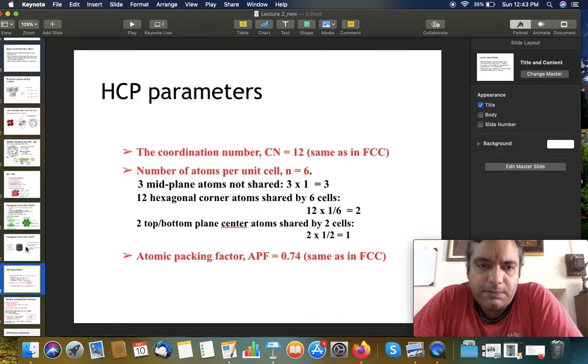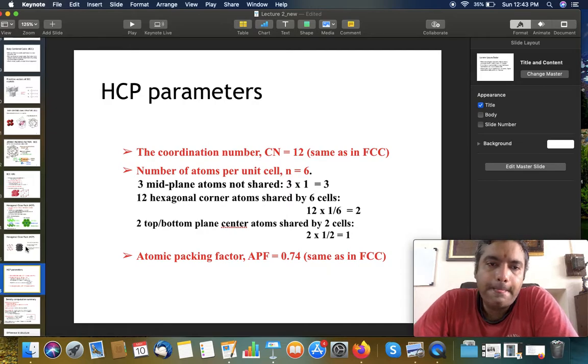Some parameters for HCP are the coordination number is 12 and the atomic packing factor is 0.74. The rest of the details as mentioned previously.